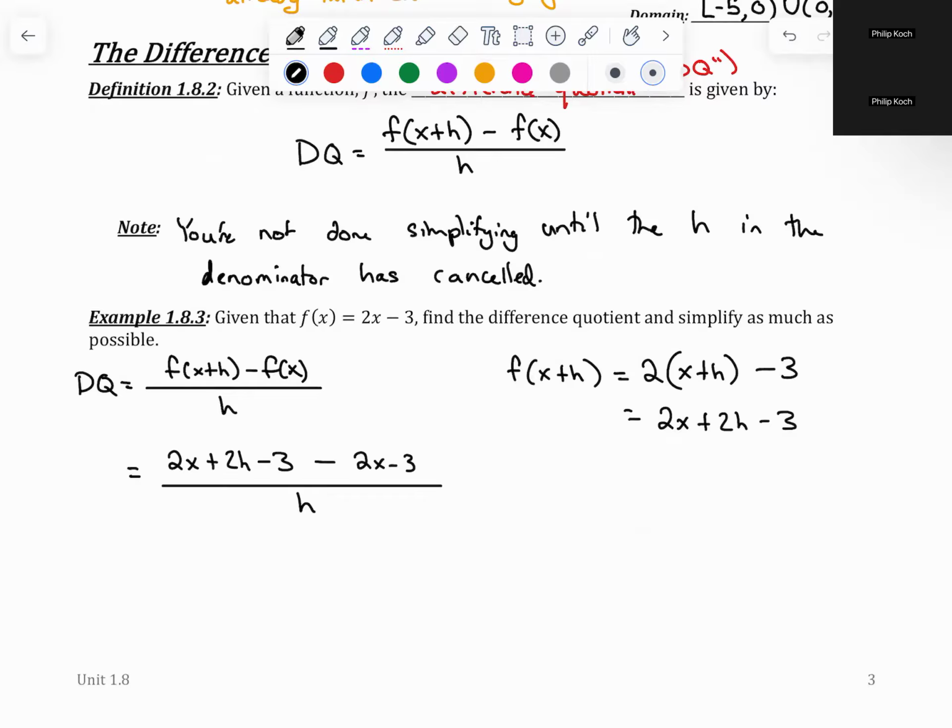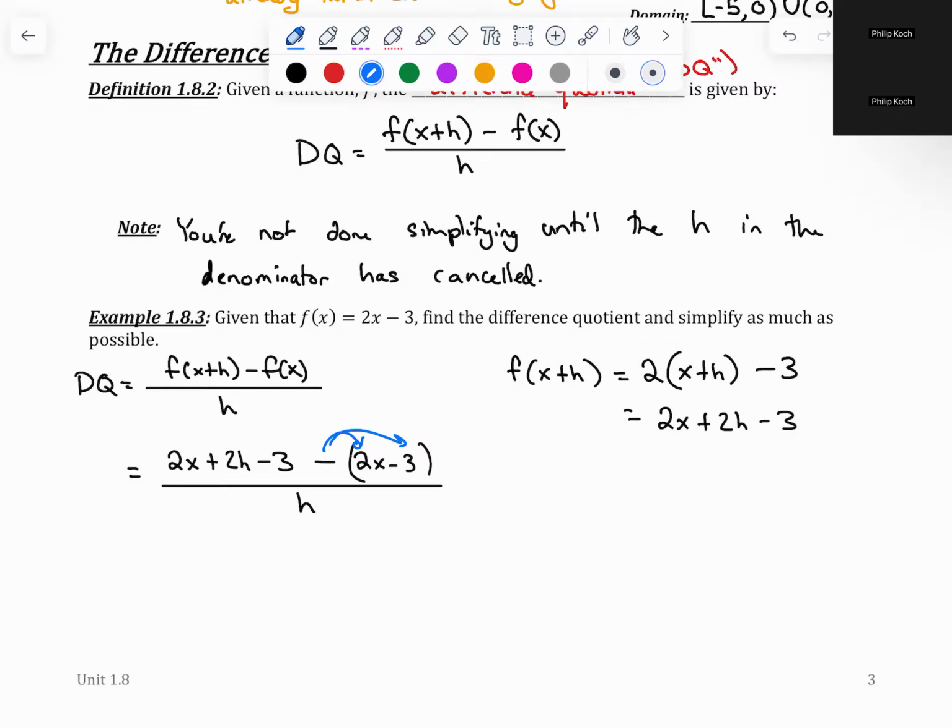Parentheses. This is being subtracted. The whole expression is being subtracted. F of x is being subtracted. F of x isn't just one term, it's 2 terms. So that minus sign needs to get distributed. And you'll notice if you forget to distribute the minus, you will get the wrong answer. You won't be able to cancel the h.